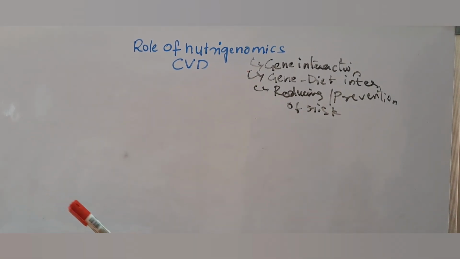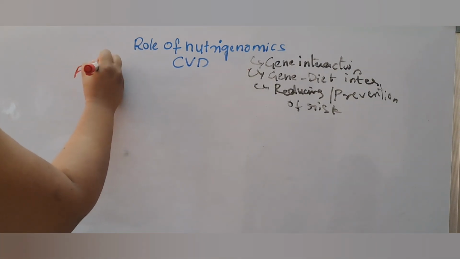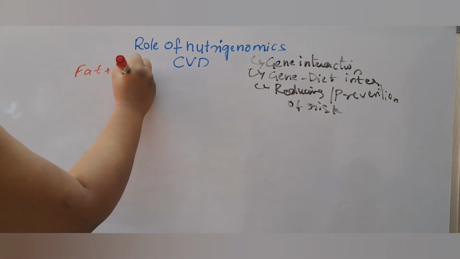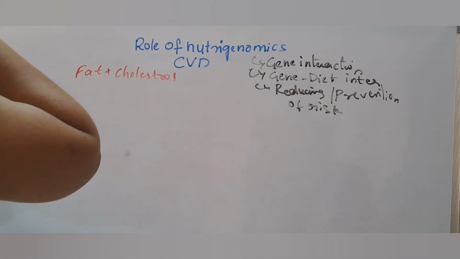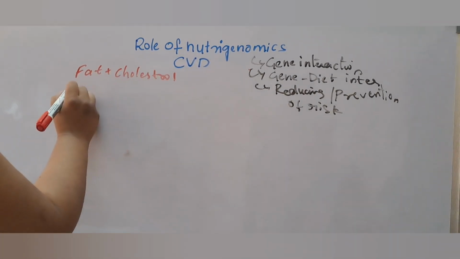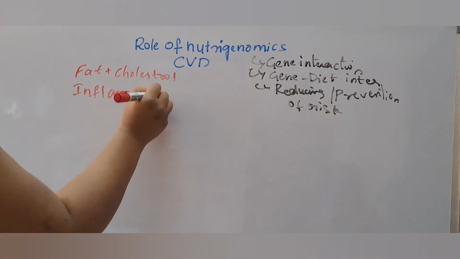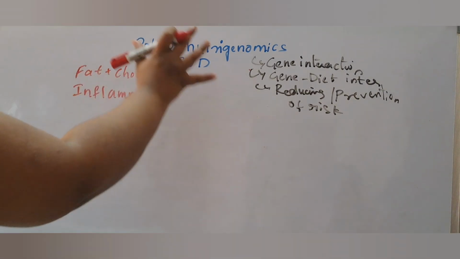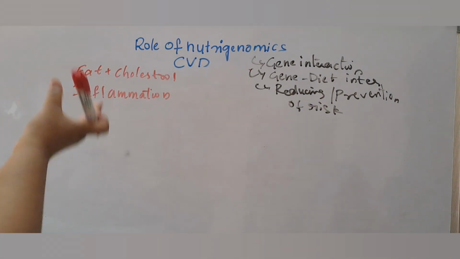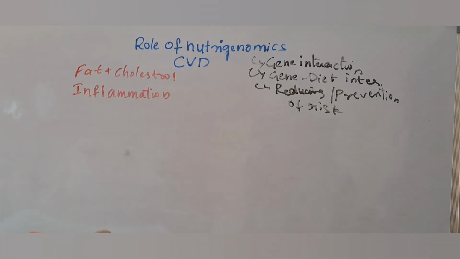Now we have to talk about how to reduce fat, cholesterol and inflammation, right? So first we have to know about all this. How we reduce them is the main objective of nutrigenomics, right?